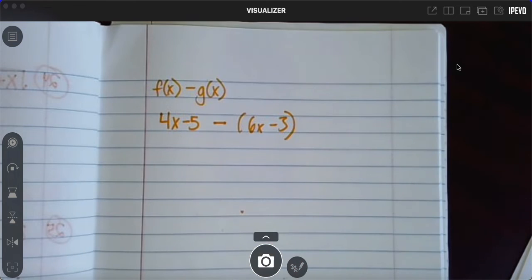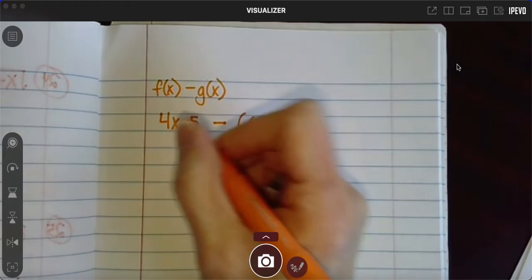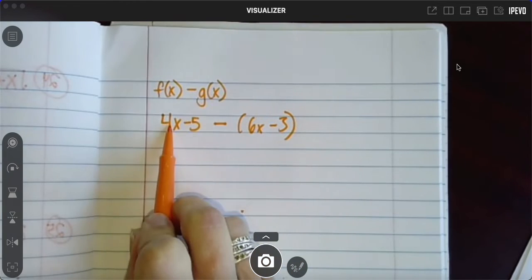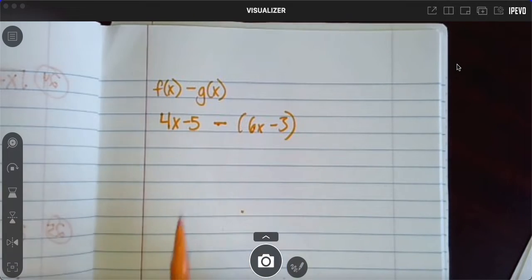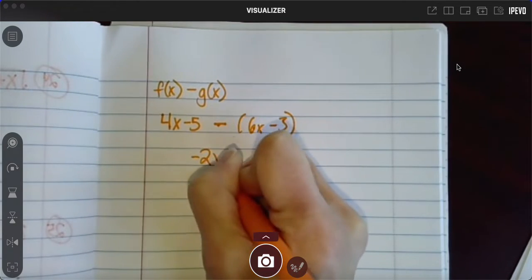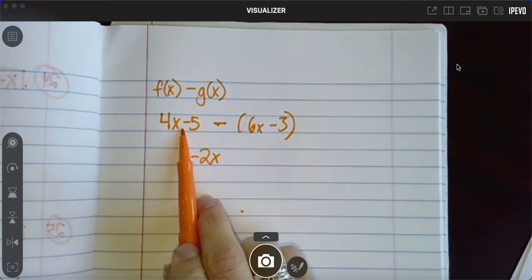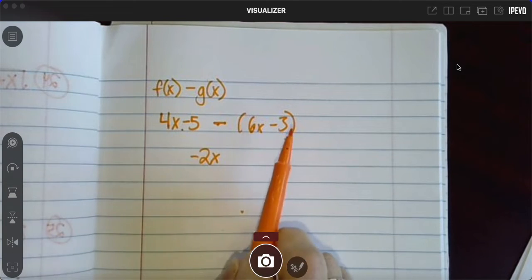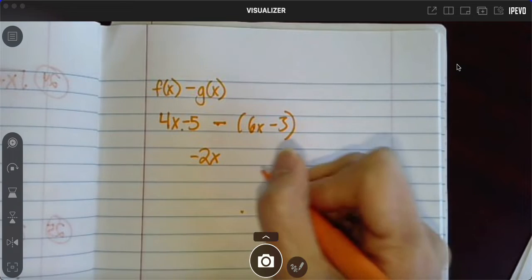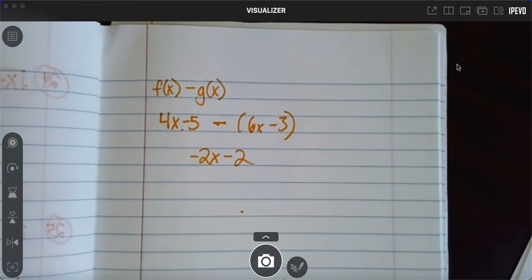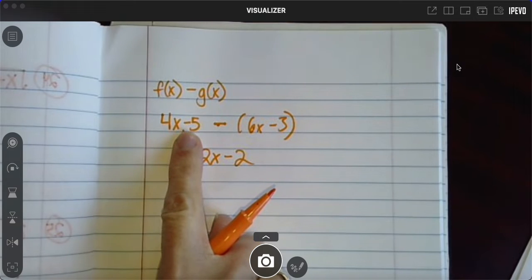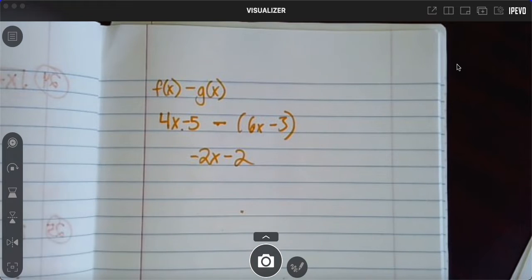Does everybody see that? I'm subtracting the 6x and the negative 3. I'll rewrite it. What's 4x minus 6x? Negative 2x. Now be careful here. What is negative 5 minus a negative 3? It is negative 2. It's minus 5, so I just said it like it was a negative 5. Okay, so you should get, what number is this?